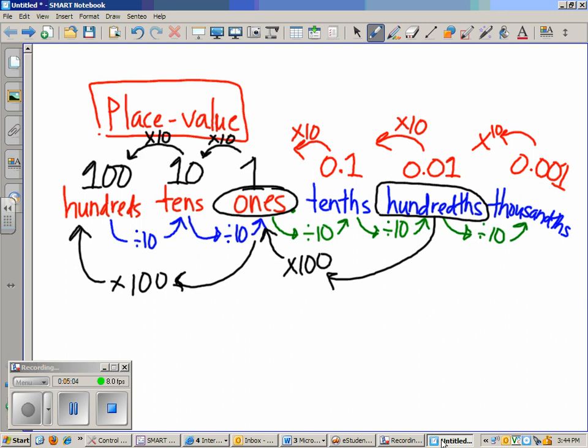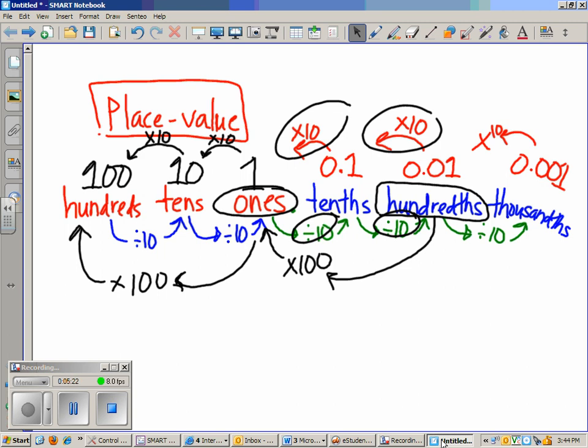So every time you skip a place value, you're going to times it by 100 because you're going over two groups of 10, or I should circle up here, two groups of 10. Kind of confusing, but I think as we refer to it and play around with it and look at our place value chart in the classroom, you'll understand that.